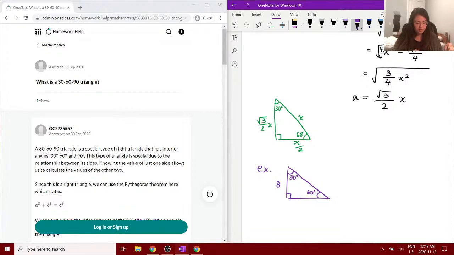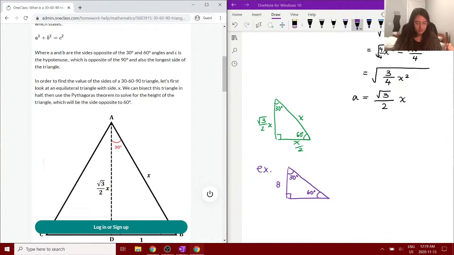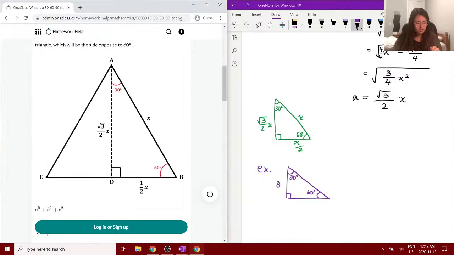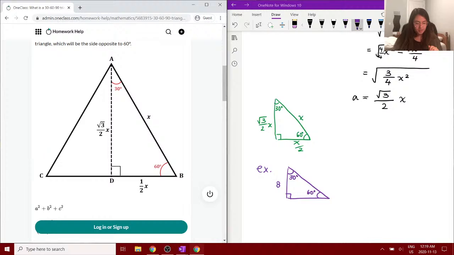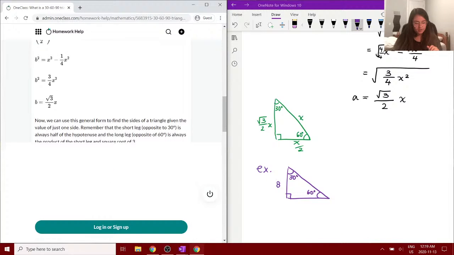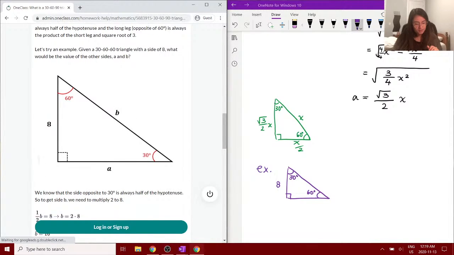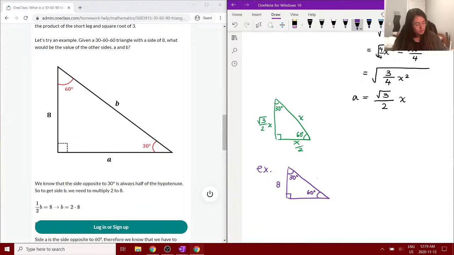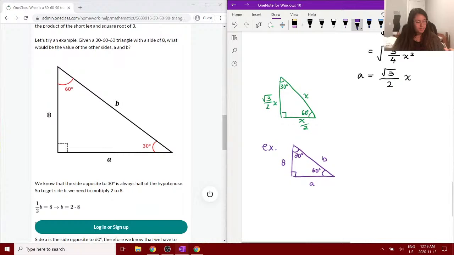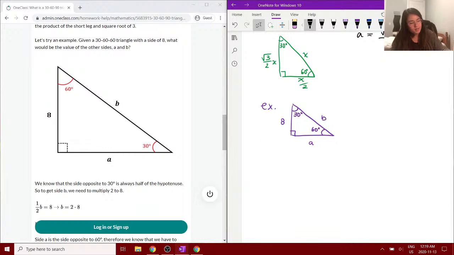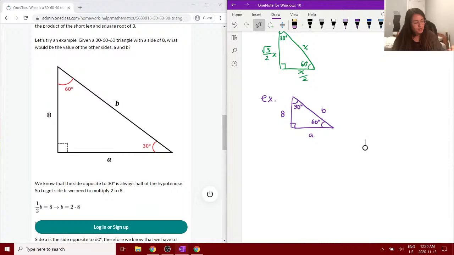Here, I'll just move down. I think this is part of the question. So here's our solved triangle that we found with Pythagorean theorem. And here is the example. Okay, so we have B and A. The only side that is given here is 8. But we can find out what B and A are just from the one given side.